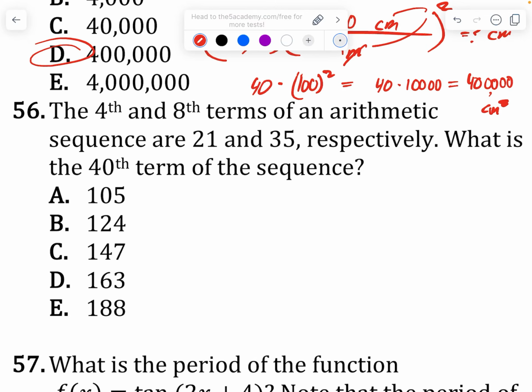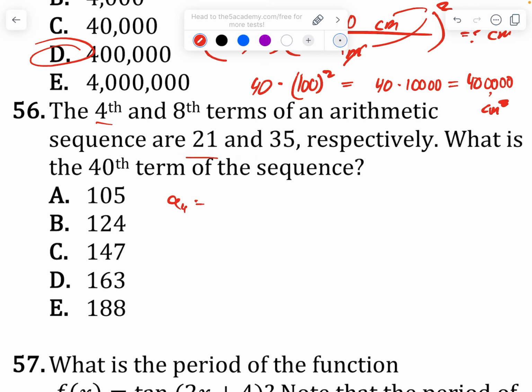The 4th and 8th terms of an arithmetic sequence are 21 and 35 respectively. What is the 40th term of the sequence? Arithmetic sequence. So we're adding a value to the previous number every time. We're not multiplying, but we're adding or subtracting. Okay. So we're given 2 terms. In order to find the 40th term, we're going to need to find the common difference and the first term. So let's first plug in what we know.